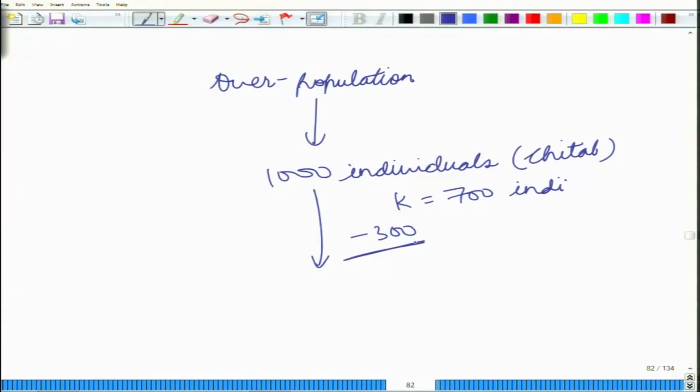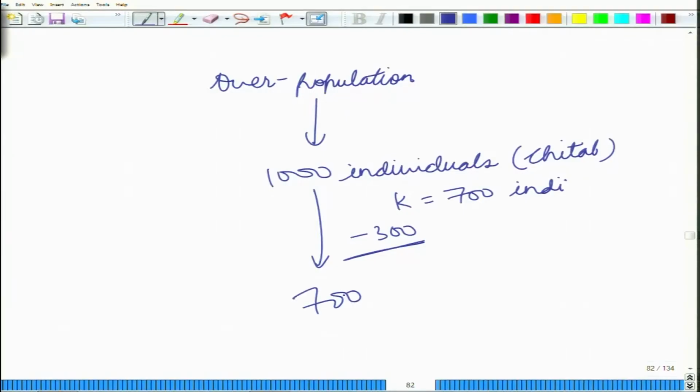So, there will be competition and there will be some individuals in any population that will be able to drive off the other individuals. When you have this driving off of other individuals, there will be some individuals in this population, precisely 300 individuals, who do not have access to sufficient amounts of food. So, they will suffer from malnutrition, maybe they will suffer from some diseases, and slowly and steadily they will die off, and ultimately we will come to a situation where you have only 700 individuals left, which is equal to the carrying capacity. Now, these are the tenets of Darwinism.